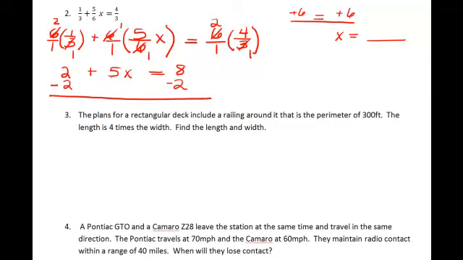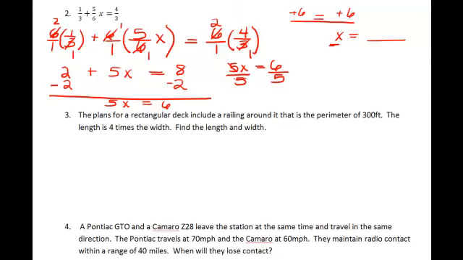2 minus 2 is 0, and then I'm just left with 5x equals 8 minus 2 is 6. So I have 5x equals 6. I don't care what 5x is. I want to find out what x is equal to. So right now this x is being multiplied by 5, so I do the opposite and I divide it by 5. What I do to one side, I have to do to the other to keep the equality.